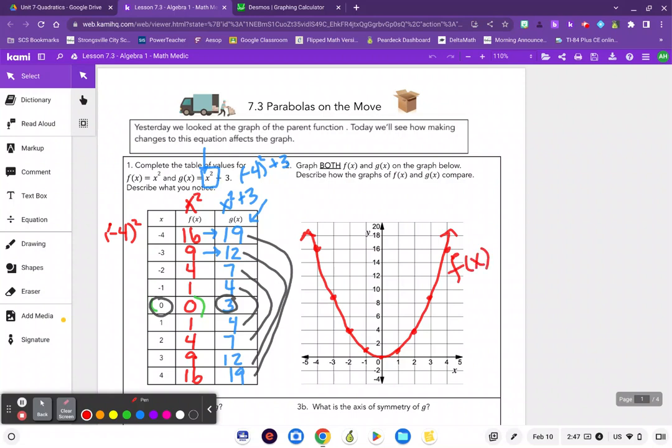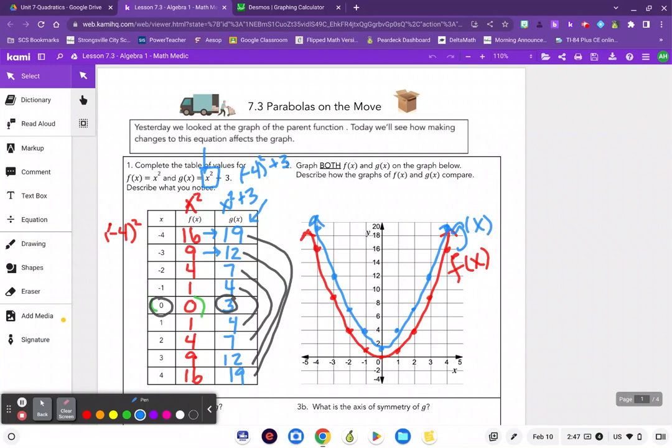All right. I'm going to go ahead and graph the blue graph, the g function. And so I have -4, 19, and I have -3, 12. I have -2, 7. I have -1, 4, and I have 0, 3, so 1, 4. And remember, I get this symmetry on either side, so notice that at 3, I'm going to have the same output as I do at -3, and at 4, I'll have the same output that I did at -4, and I'm going to connect that. I'll label this the g function.